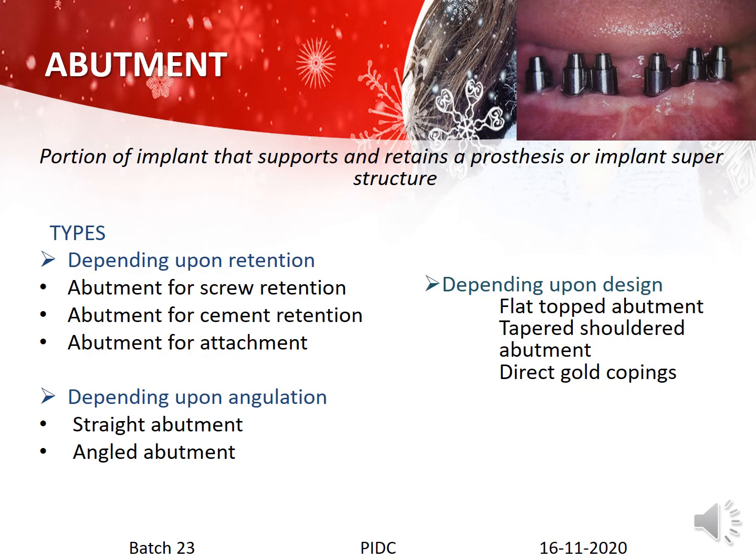So to tell more about abutments, an abutment is a portion of the implant that supports and retains the prosthesis or implant superstructure. So you can see different types of abutments which are present here. Above this your prosthesis will be inserted. This abutment could be of various types. It could be an abutment for screw retention, for cement retention, or for attachment. Depending on the angulation, it could be a straight or an angled abutment. Depending upon the design, it could be a flat topped abutment, tapered shoulder abutment, or direct gold coping.